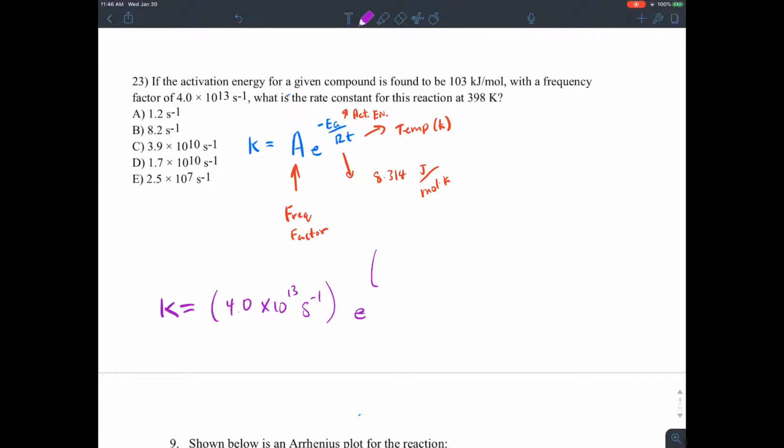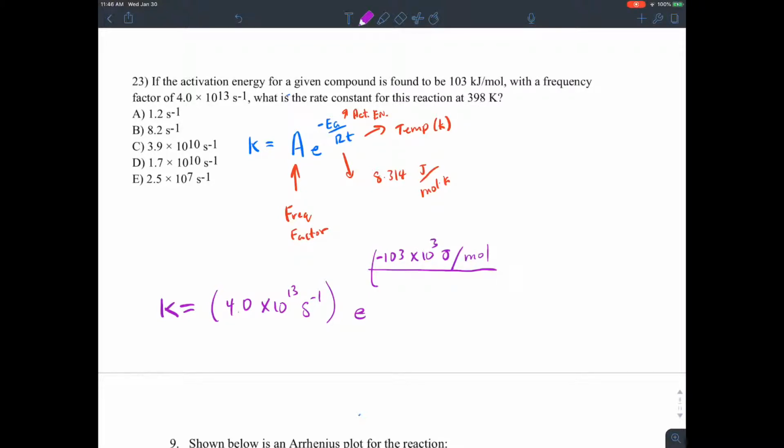Well, let's consider this. Our constant R is in units of joules per mole Kelvin, and our activation energy was given to us in kilojoules. So we need to switch one so the units can cancel. So what I'm going to do is just adjust this to 103 times 10 to the 3 joules per mole. I did that because we know that for every 1 kilojoule there are 1,000 joules, because of the metric system conversion. So that's my Ea, and we're going to remember to put the negative in front of that. It's important.